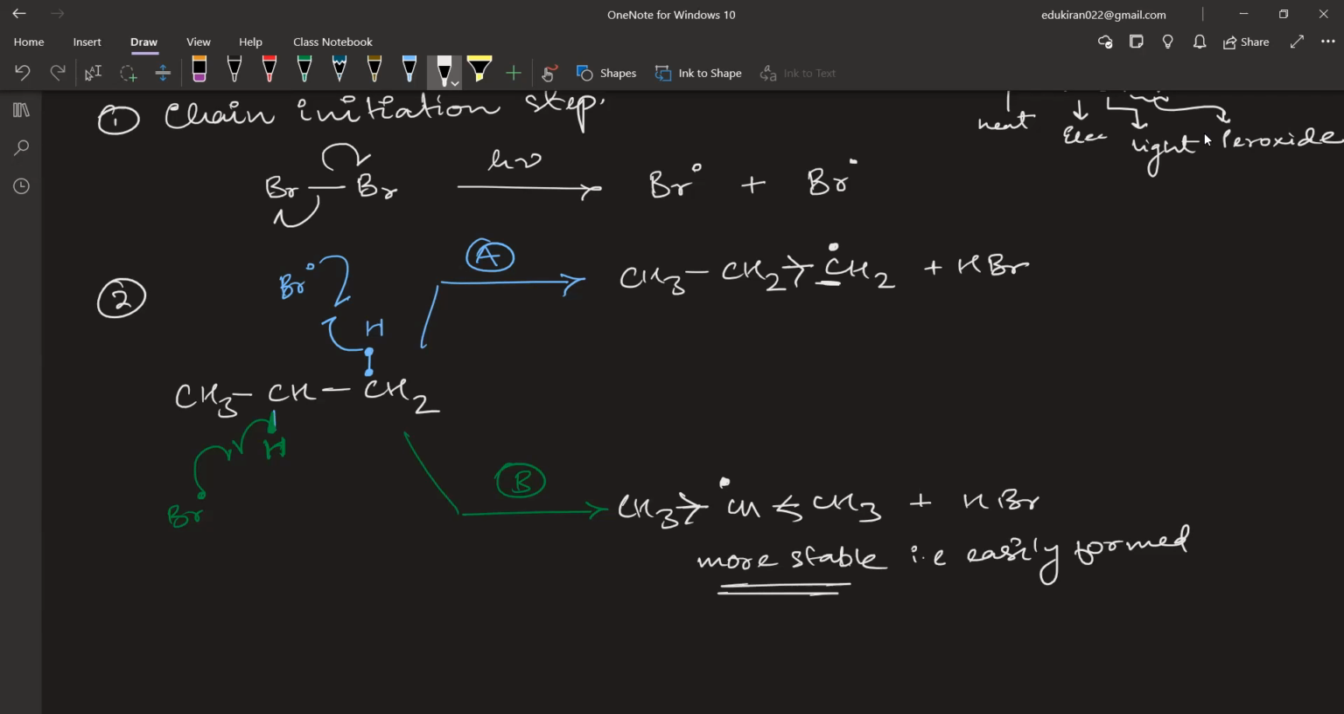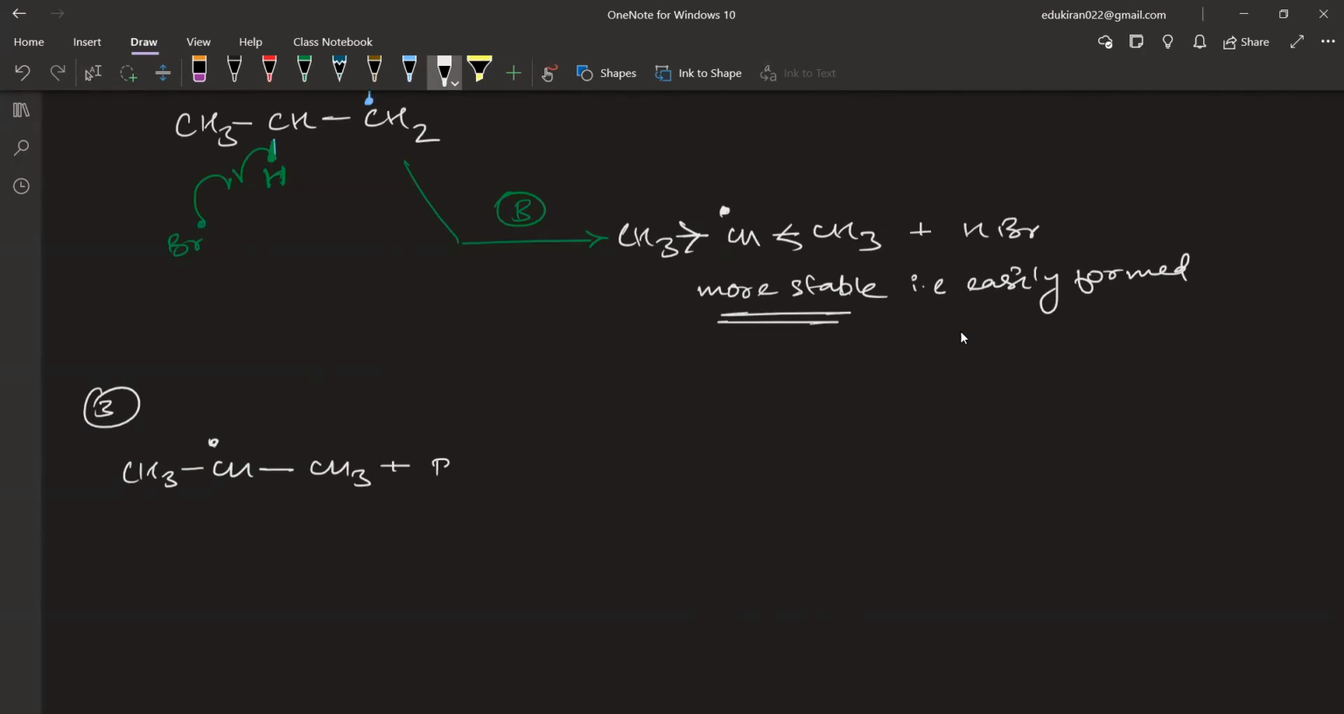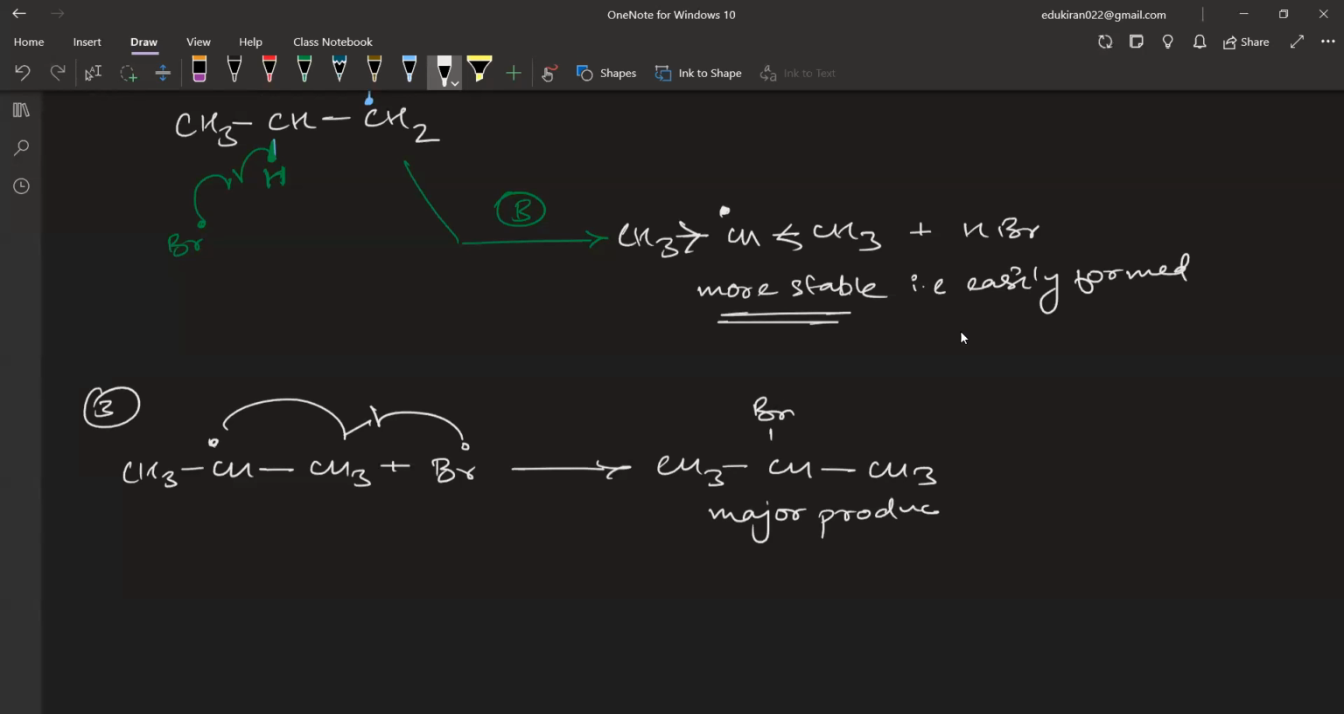If this is easily formed and formed fast, then what is going to happen in the third step? We will have CH3 free radical, and we take Br free radical. Now this free radical and this free radical will interact with each other and form CH3CHBrCH3. So this will be one of the major products, but it will not be absolutely major, because you will be getting many products. Even if this is 33%, the others will be 20%, 10%, and so on, but the major product will be this one.